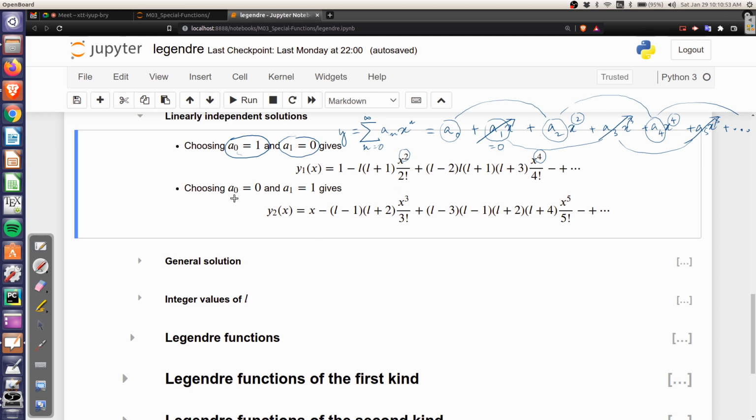Now if you choose the other way around, if I choose a0 to be 0 and a1 to be 1, then what happens? We have x to the power 1, because a1 is 1, and then we will have the odd powers: 1, 3, 5, and so on. The even powers are going to become 0.